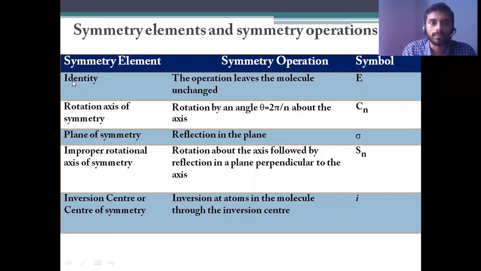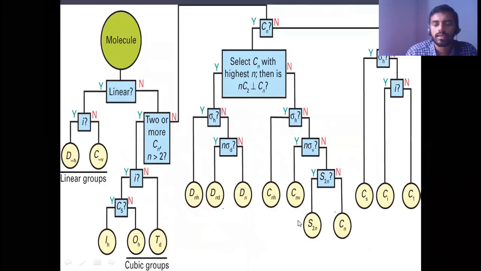The symmetry element identity: the operation leaves the molecule unchanged. Rotation axis of symmetry is a rotation by an angle of 360 degrees divided by n, represented by Cn. Plane of symmetry is a reflection in a plane, sigma. Improper axis of symmetry is the combination of rotation and reflection, represented by Sn. Inversion center of symmetry is inversion of a molecule through an inversion center, that's i. And when we combine these E, C, S and the other symmetry operations, we get something called point groups, which we are going to discuss in the next video. Thank you.